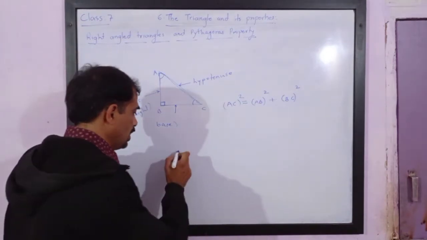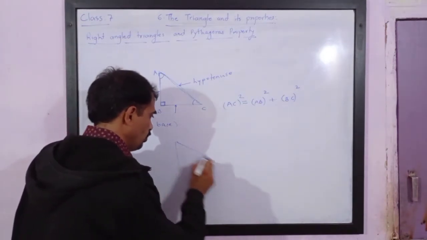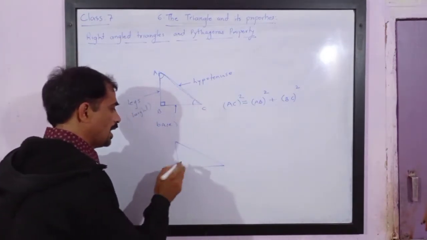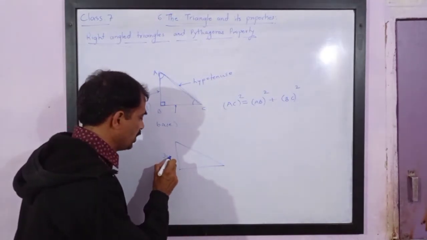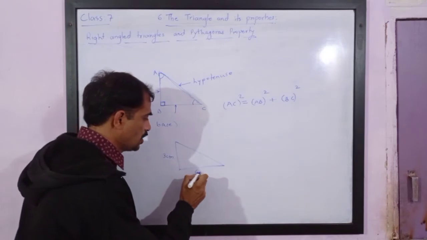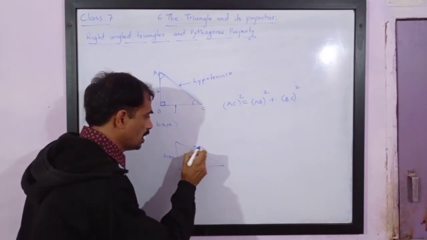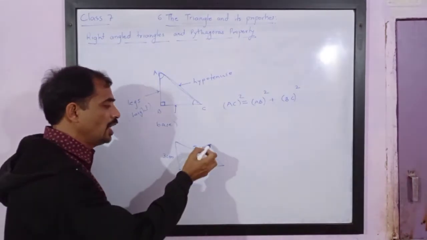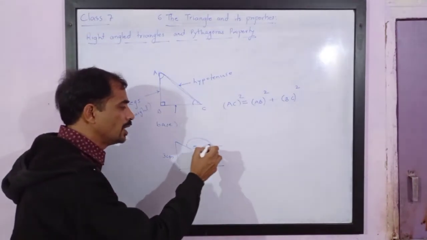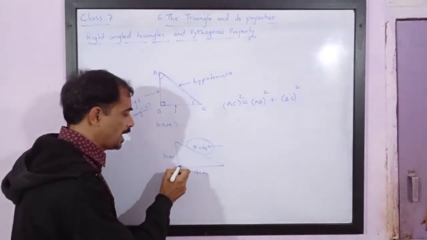What does that mean? If there is a triangle, we don't know whether it is a right angle triangle or not, but we know the length of one side is 3 cm, the other side is 4 cm, and the third side is 5 cm. Please note, the side opposite to the right angle, the hypotenuse, is always bigger because this angle is bigger.